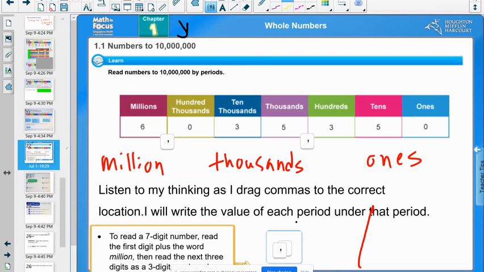So my thinking is, say the number. Once I hear the word of that period place value, that's a good indicator of where the comma should be. The other way you think about it is you start where the decimal point would be, and you count over 1, 2, 3, comma, 1, 2, 3, comma, and so on and so forth.